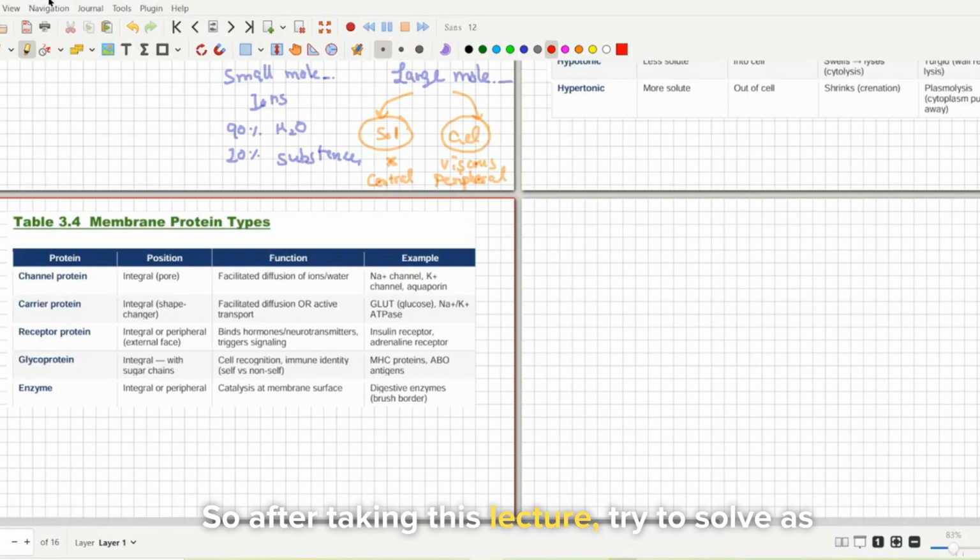So after taking this lecture, try to solve as many MCQs as you can from these topics. Even if you are getting these MCQs from different resources, you can practice them, but prefer IMAT Sensei practice material, because it is highly relevant for your IMAT exam, and we are trying to make the kind of MCQs that will come in the real IMAT exam, right?